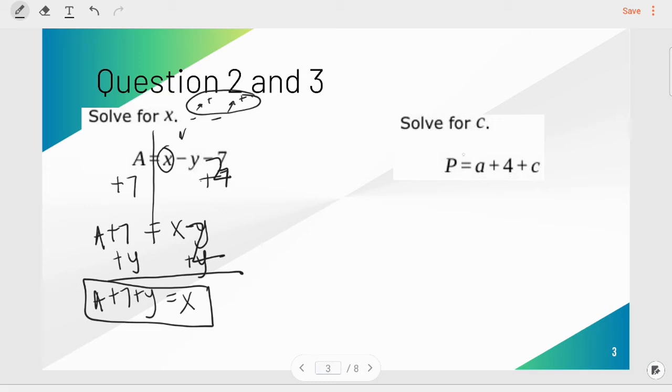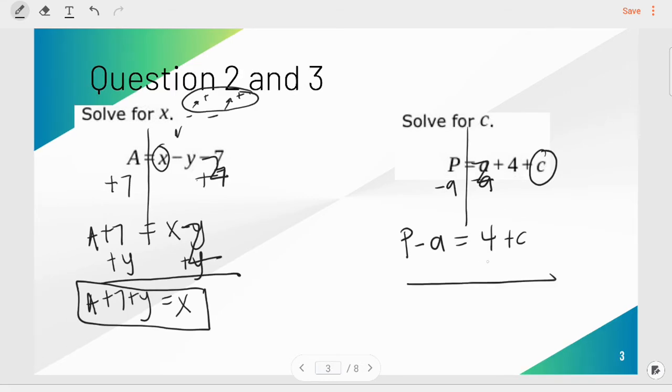Okay, solve for c. Drawing my line, here's c. These are all being combined with addition, so I'm going to subtract to get rid of it. So minus a. Make sure p stays positive and the a stays negative. Equals, that's gone, 4 plus c. In this step, I want to get rid of the 4 because I want to keep c by itself, so I'm going to minus 4.